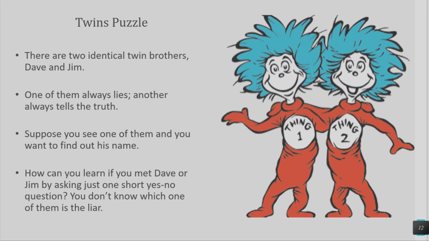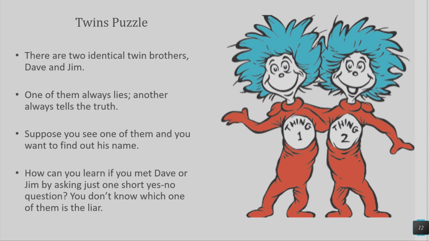Before we finish this lecture, as we will do in many other lectures in this course, let me give you a puzzle to ponder before you watch the next video. Suppose you see two identical twin brothers, Dave and Jim. And one of those brothers always lies. Everything he says is a lie. Another brother always tells the truth. If he says something, it must be true.